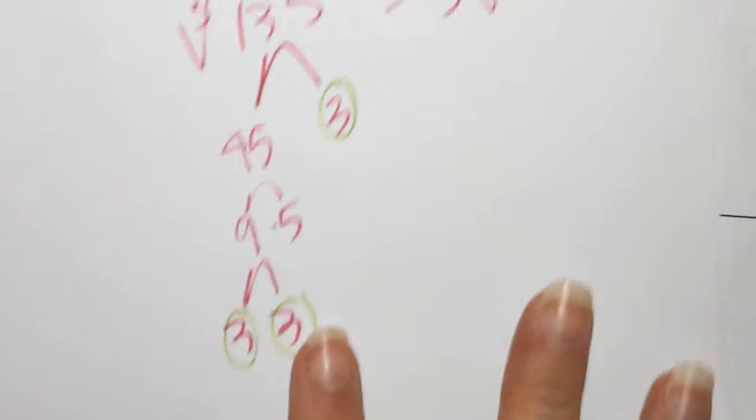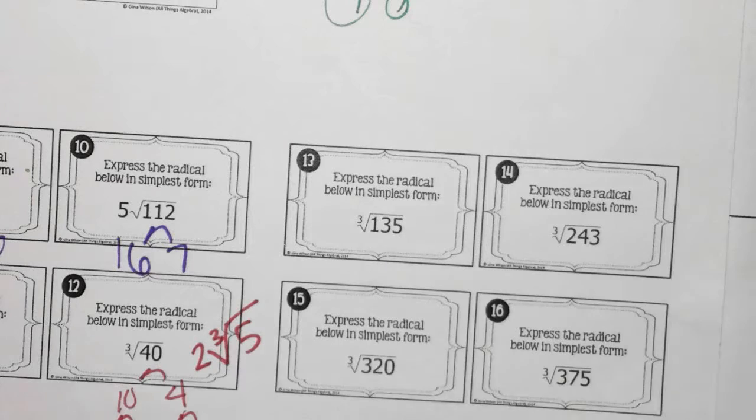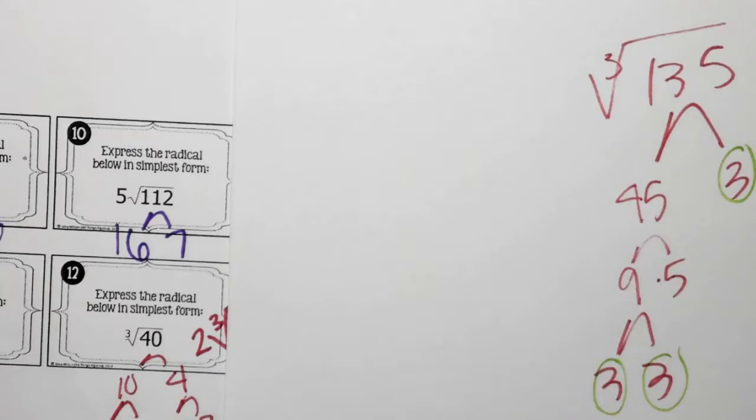As long as there's 3 of them, yeah. All right. The next one is the cubed root of 243.